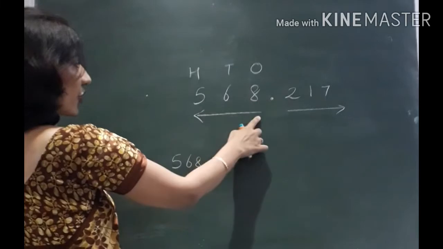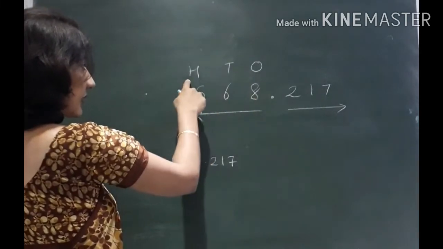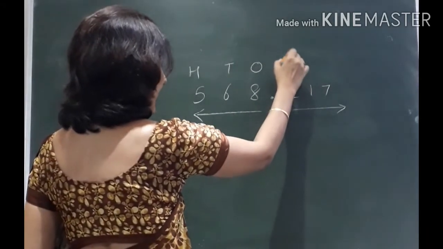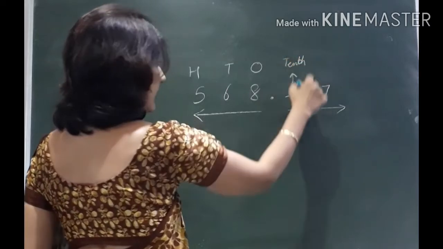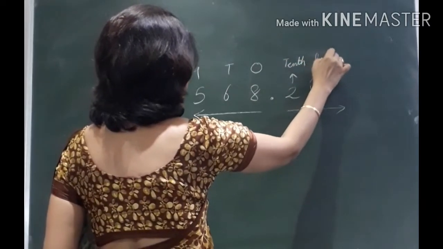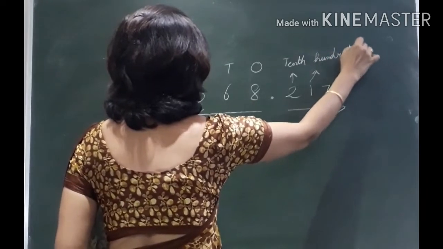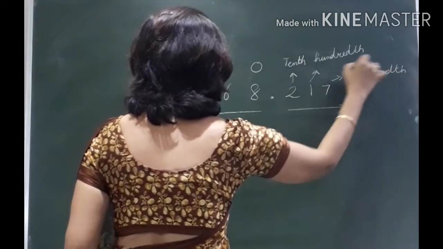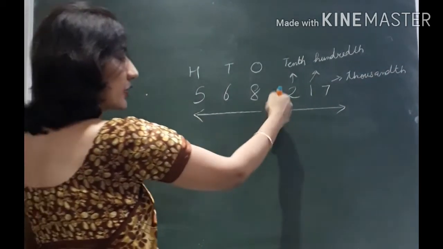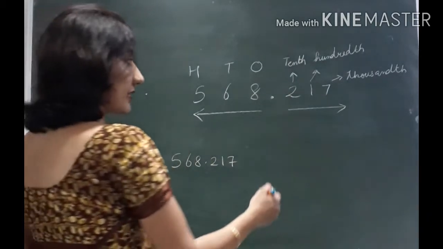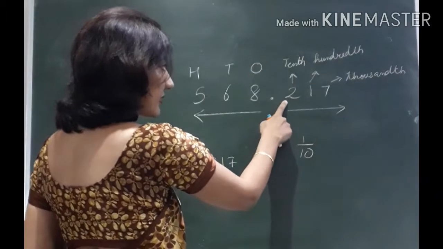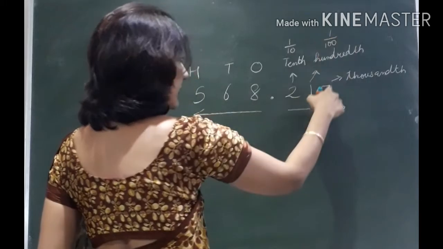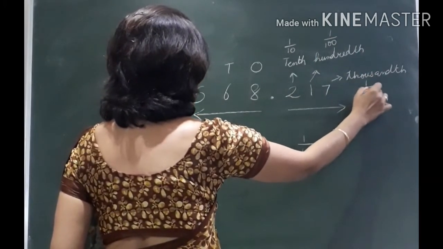This way when we go from right to left, it is ones, tens, hundreds. Then here it is decimal. From here when we go from left to right, this number is at tenths place. This number will be at hundredths place. And this number will be at thousandths place. Every time I move one digit to the right, the value is decreasing by 1/10. This is tenths, that is 1 by 10. This is hundredths, 1 is at hundredths position, that is 1 by 100. And 7 is at thousandths position, that is 1 by 1000.